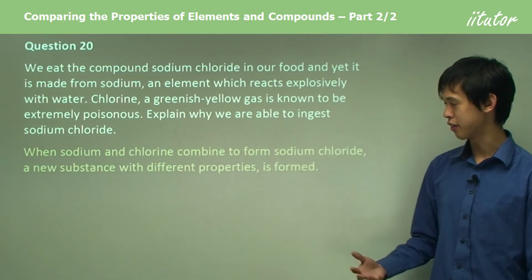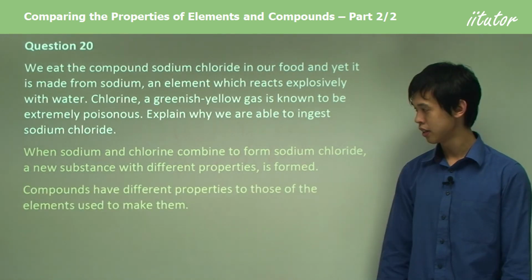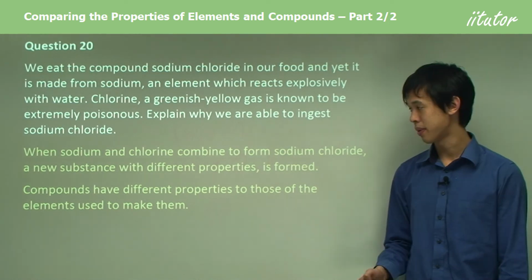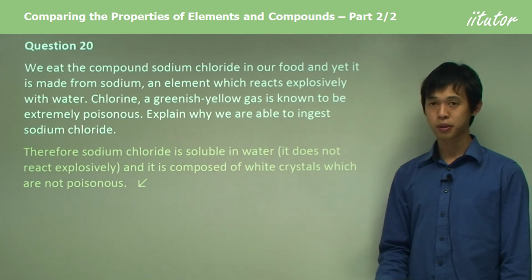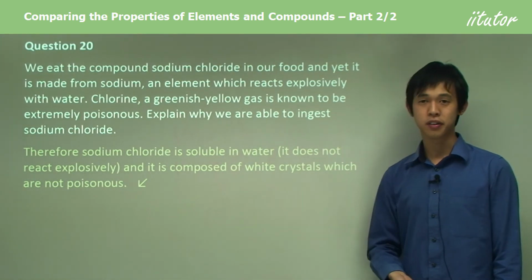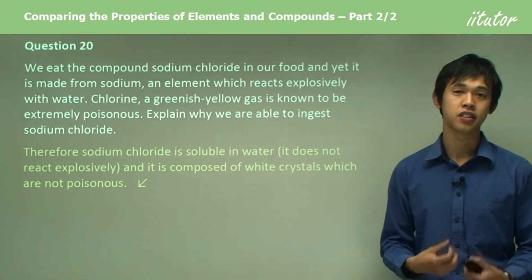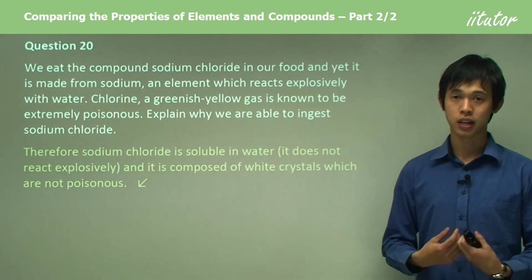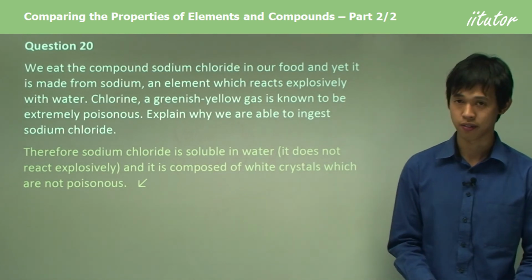So when sodium and chlorine combine to form sodium chloride, a new substance with different properties is formed. Now compounds have different properties to those of the elements used to make them. Compounds have different properties to the chemicals that they're made out of. Therefore, sodium chloride, which is soluble in water, doesn't react or explode, is composed of white crystals which aren't poisonous, and that's why we can ingest it, because their chemical properties have actually changed such that now, after reacting with each other, they've become completely safe to eat and actually important for us to survive.